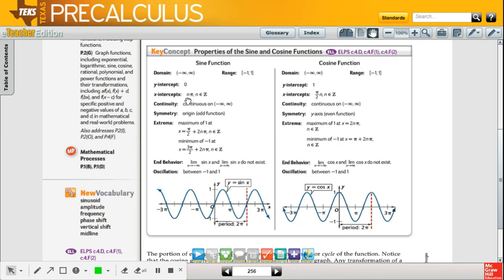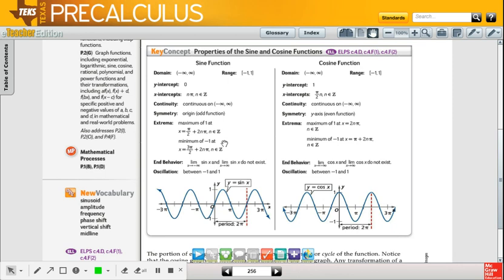Now the extrema are the maximum and minimum. There's a maximum of 1 at x equals pi over 2 plus 2n pi, where n is a subset of natural numbers. A minimum of -1 at x equals 3 pi over 2 plus 2n pi, where n is a subset of natural numbers. So again, we're not going to go into much detail, but if you were asked to find the maximum and minimum, you will use this formula.